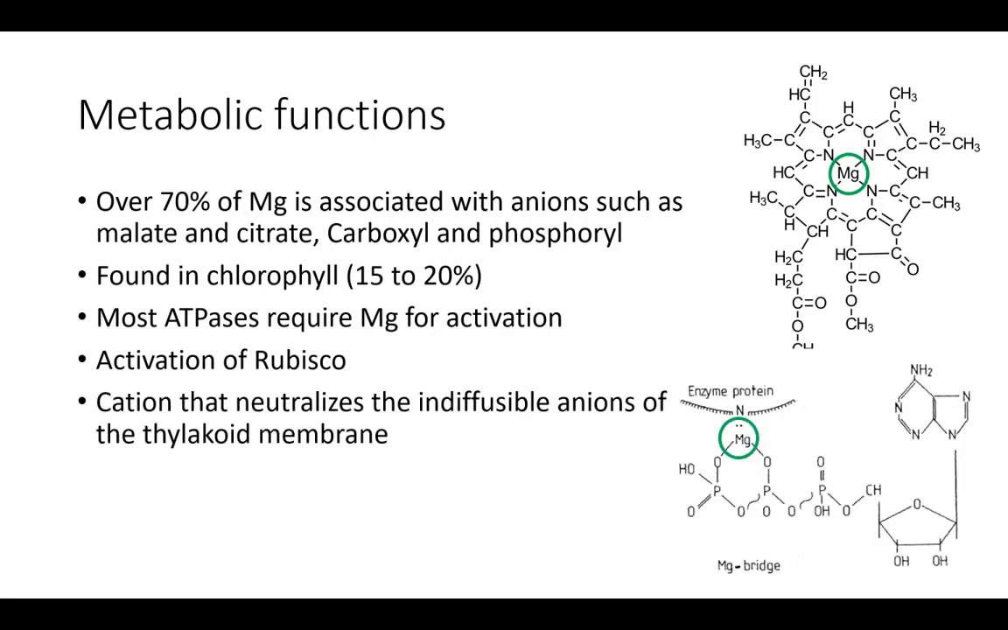Magnesium is a cation that neutralizes the indiffusible anions of the thylakoid membrane. So if you've got an indiffusible anion that's stuck in the membrane, magnesium, since it has two charges, has the ability to grab onto one of the anions in the thylakoid membrane, which allows it to bridge onto something else, which in this case you're looking at an adenosine. This allows for the molecule to be held so that phosphorylation could occur.